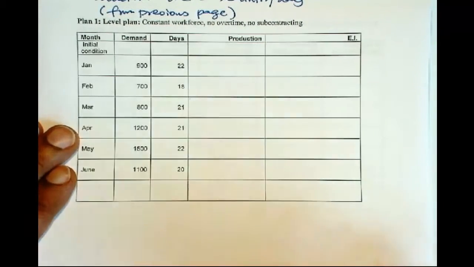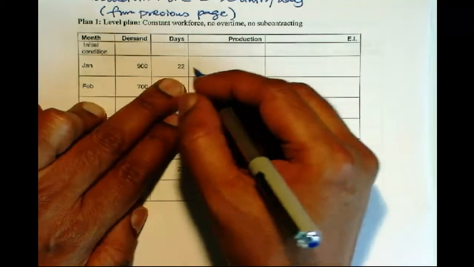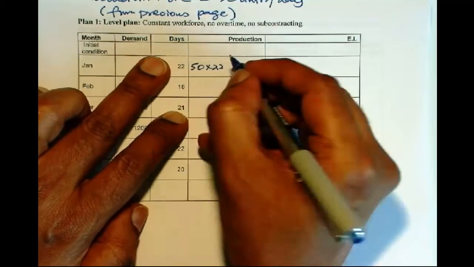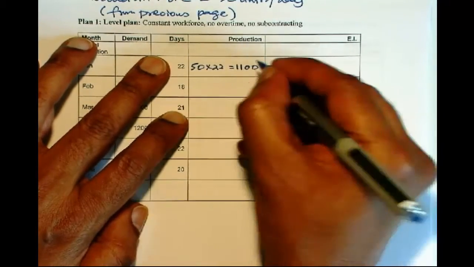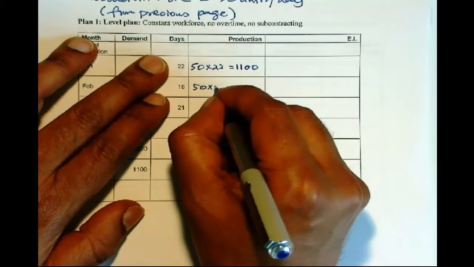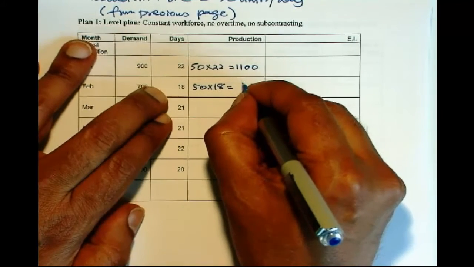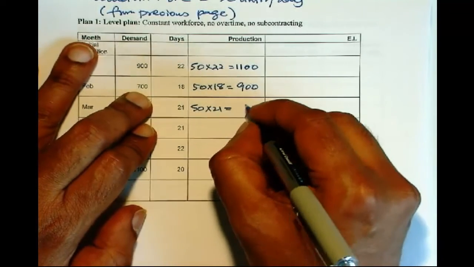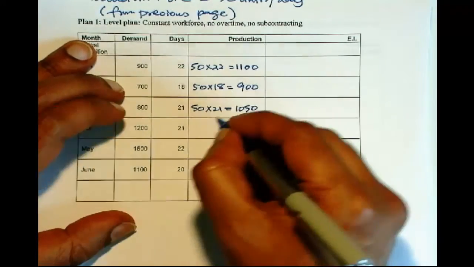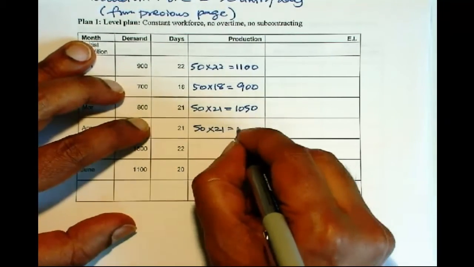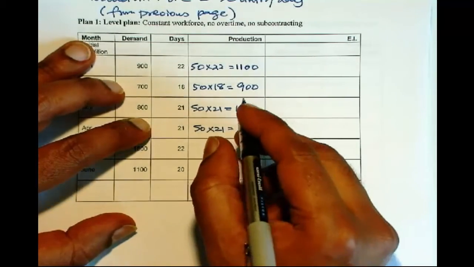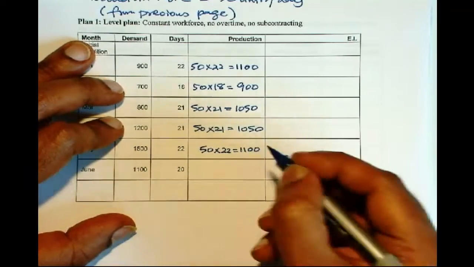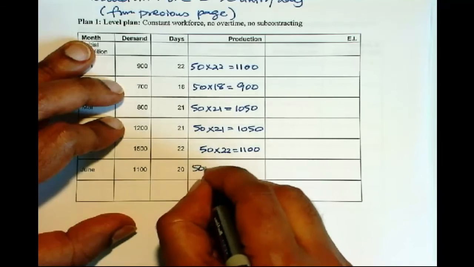Now we can compute the production by simply multiplying by the number of days. So 50 times 22 days will give you 1100. 50 times 18 will give you 900. 50 times 21 is 1050. 50 times 22 is 1100, and 50 times 20 days is 1000.